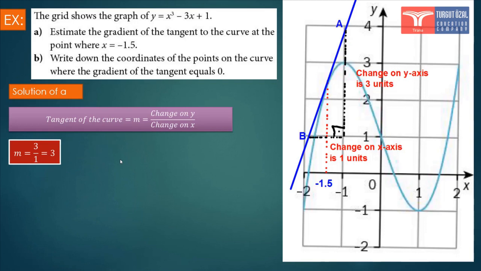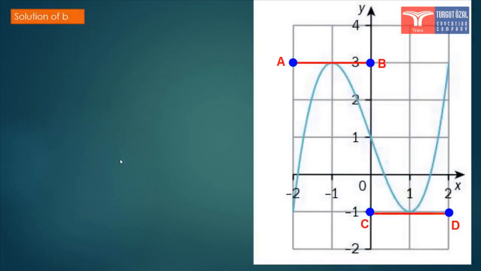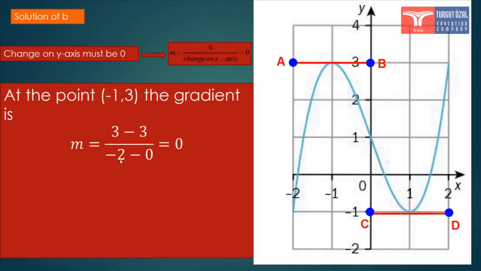Question B says write down the coordinates of the points on the curve where the gradient of the tangent equals 0. The gradient equal to 0 means that we need to have 0 divided by something. We cannot have a number divided by 0 because this makes the expression undefined. That's why we need to have equal y values. That's why we need to see where the tangent line is a horizontal line. So, as we said, the change in y-axis must be 0, which means 0 over change in x-axis, which is equal to 0 again.